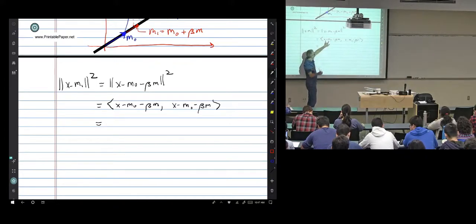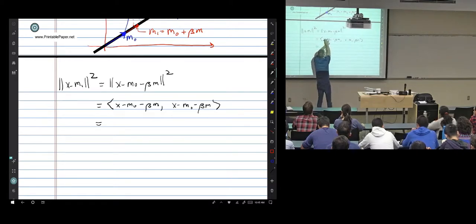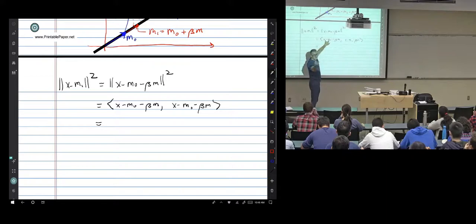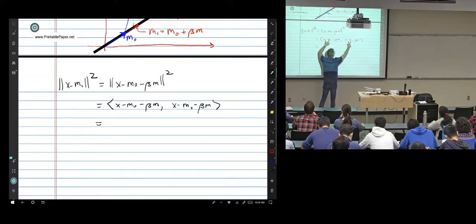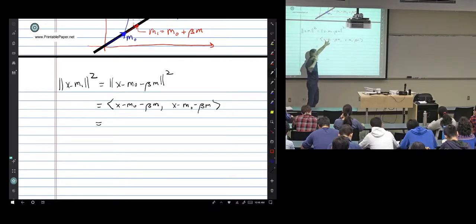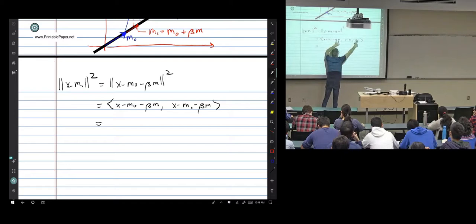Can we see what we get here? I'm going to keep this term grouped together because I'm going to try to show that this length is smaller than this length. So I'm going to keep this term together. So I have this times this. That's going to give me a norm squared. I have this term times this term, and this term times this term. They're the same, so that's twice. And then I have this term and this term. Okay?